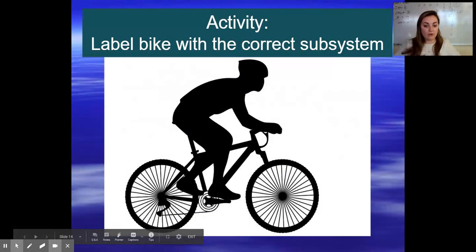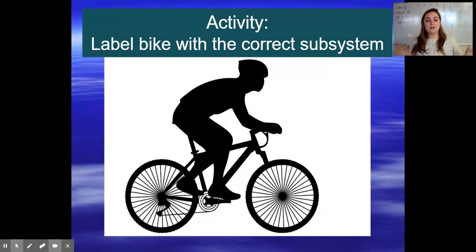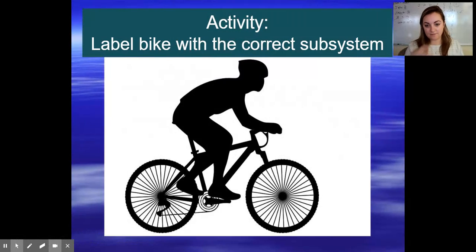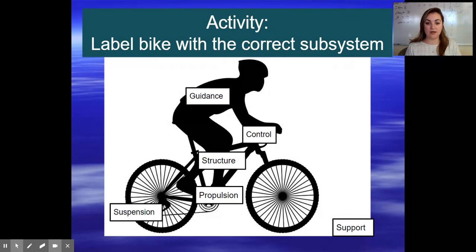All right, so now what I want you to do is I want you to try to label this picture. So this is a picture of a person on a bike, and I want you to try to drag and drop all the different subsystems onto this one system. Okay, so pause the video. You guys can go ahead and do that. Okay, and so now that you have labeled it, you can compare to the answer that I have here.